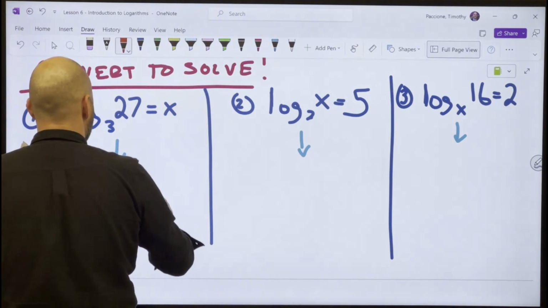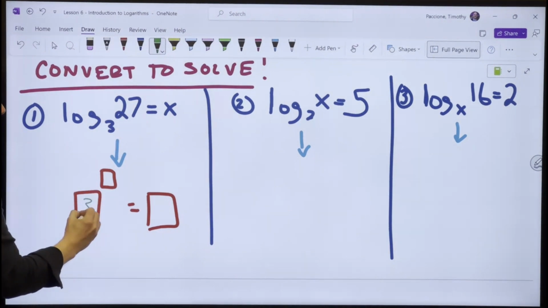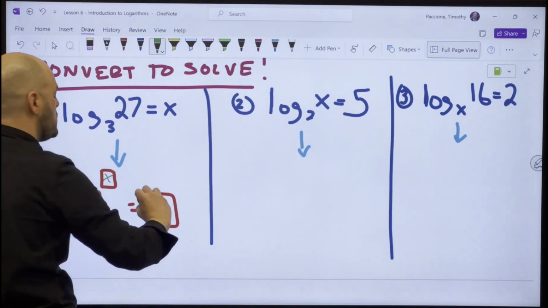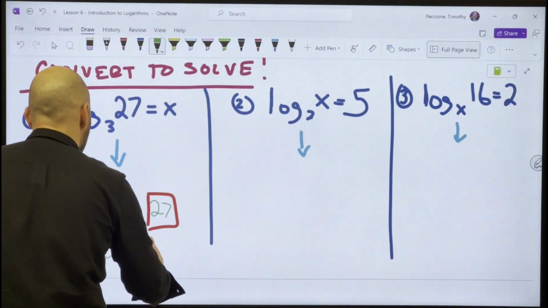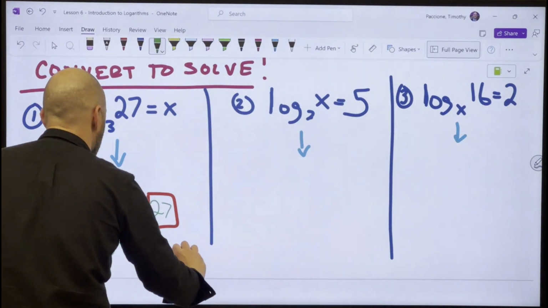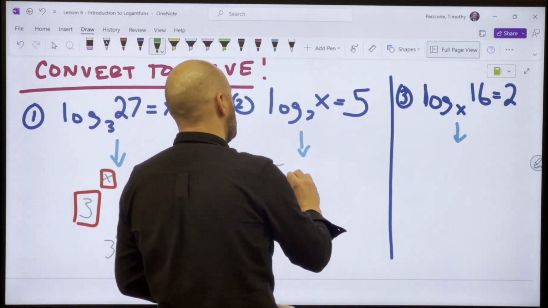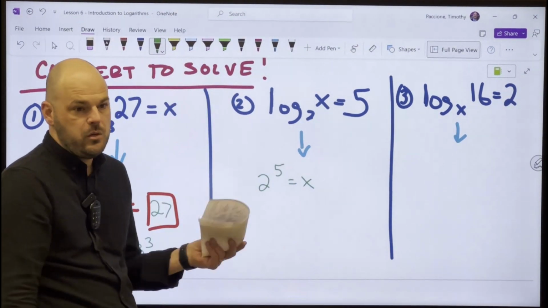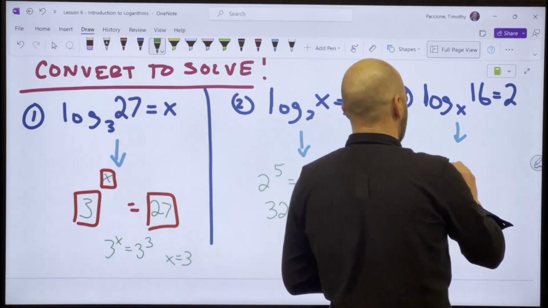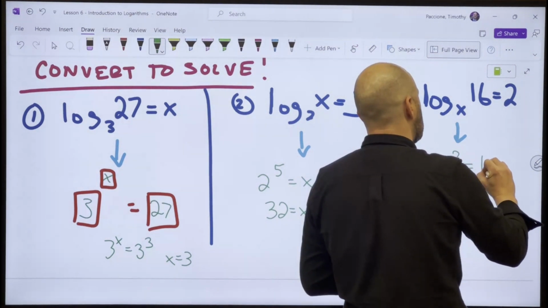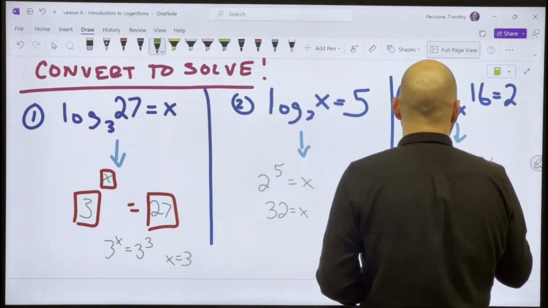Okay, we're short on time, so I'm just going to roll here. This would be base 3 to the x equals 27. Well, that's 3 to the x equals 3 to the 3, x equals 3, right? This one would be 2 to the 5th equals x. Well, we know we can do 2 to the 5th, that's 32. So 32 equals x. This one would be x to the 2 equals 16. If x squared equals 16, then x equals 4. So that's what you'll see on your homework.